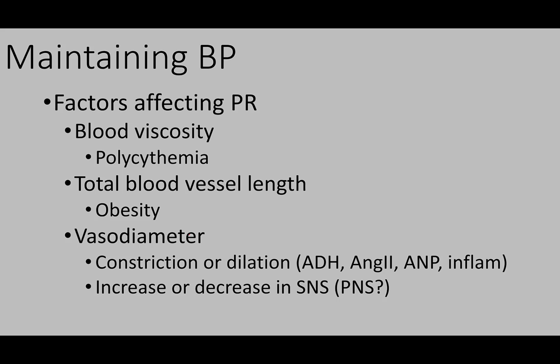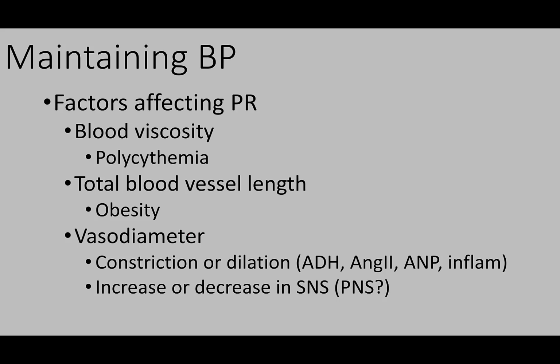So, maintaining blood pressure, factors that affect peripheral resistance. So we're changing gears now to the other side of the chart. We're looking at how easy is it for blood to move through those vessels. So what affects peripheral resistance? There's a few things. First is the blood viscosity. And one thing that affects blood viscosity is how many red blood cells are there? Remember the term hematocrit. The hematocrit can affect blood viscosity.